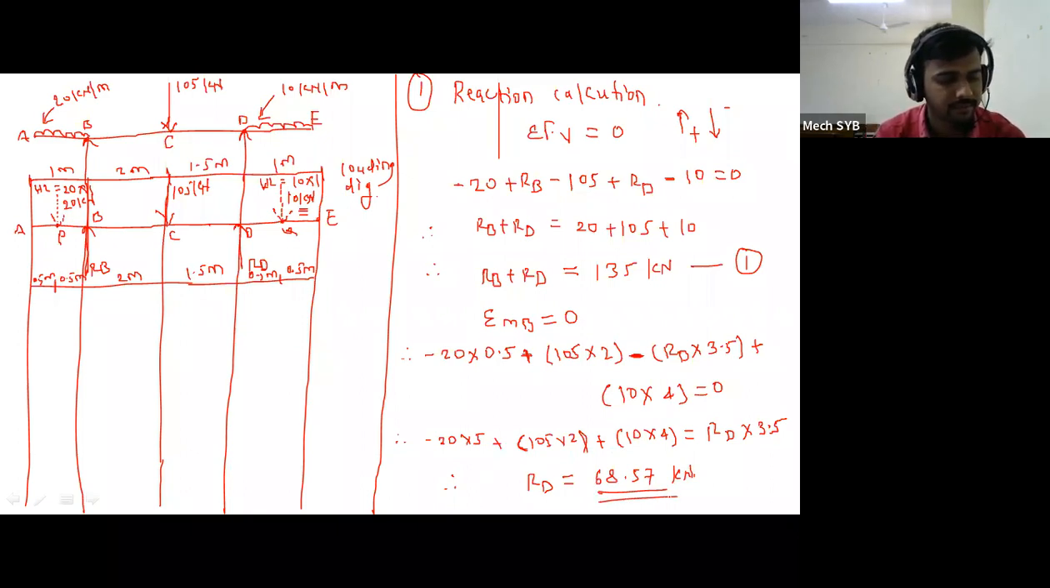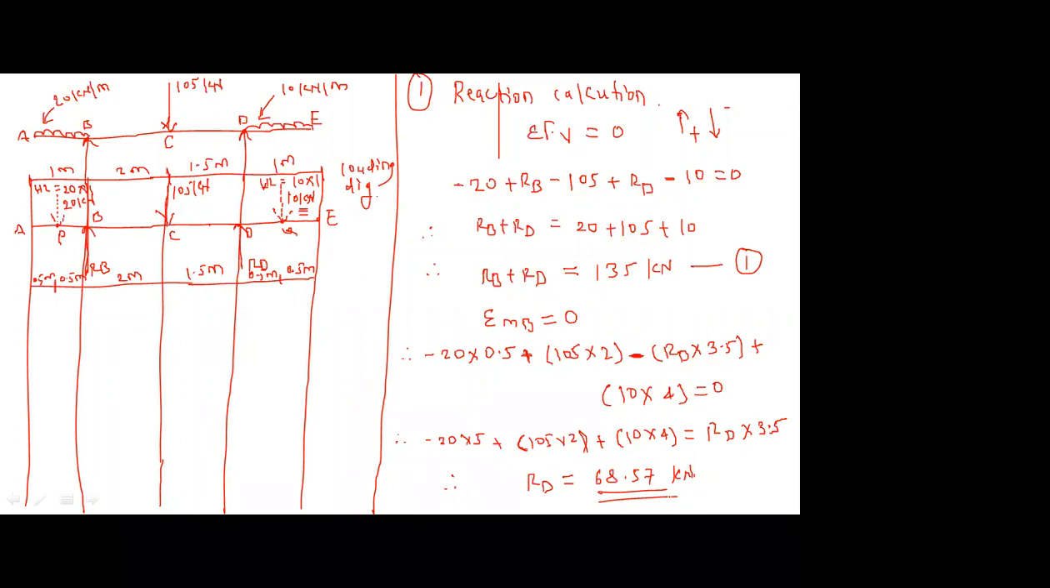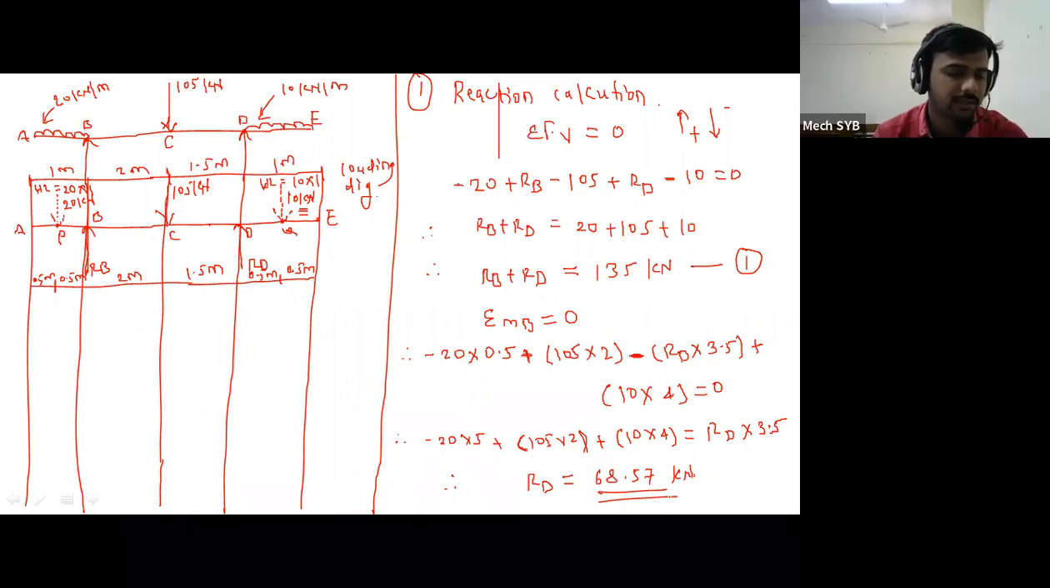Everyone have got the answer? What is your answer? 68.57. What about others? Have you got this answer or not? Please represent your answers in the chat box, so I also know that you have calculated and got this answer, 68.57. This is the reaction RD. We only have to go for the multiplication, simple. Add the resulting multiplications and divide by 3.5, because RD into 3.5 is there, and that 3.5 also we have to divide on the left side. Okay, 68.57 kilonewton.